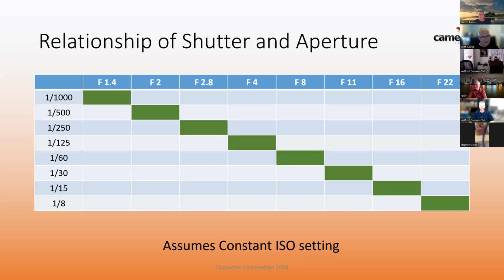So, each one of these green boxes is effectively the same amount of light hitting the sensor, assuming we're not changing the ISO or anything like that. So you can be flexible in what you're actually setting, and it will still be correct. It will still be the same amount of light hitting the sensor. So, f16 at 1/15th of a second. Now, you might need a tripod for that, of course, at 1/15th of a second. Although these days, with in-camera body stabilization, you can actually hand hold that.